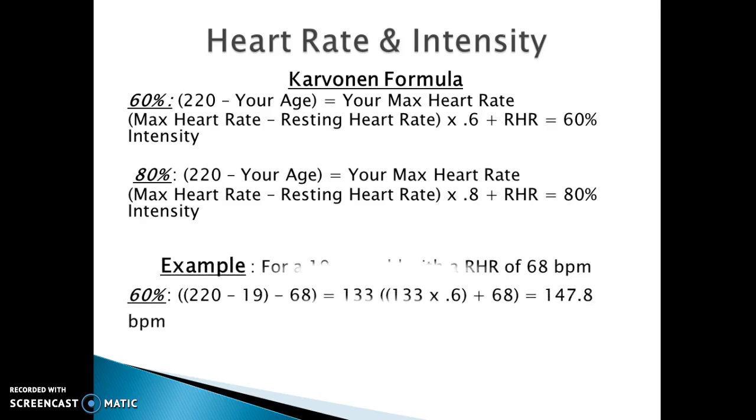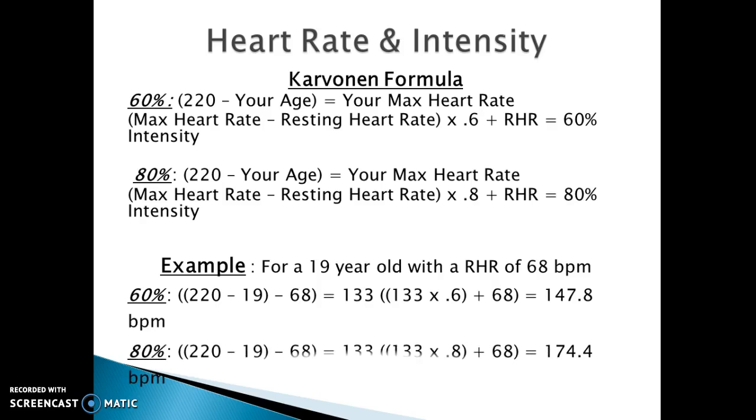So, to give you just a quick example, let's say a 19-year-old with a resting heart rate of 68 beats per minute. To give you some actual numbers, 220 minus 19, their age, gives them 201, and 201 minus 68 gives 133. 133 times 0.6, or the lower end, is going to give 79.8, and then we're going to add 68 beats per minute, the resting heart rate, back to 79.8 to give 147.8.